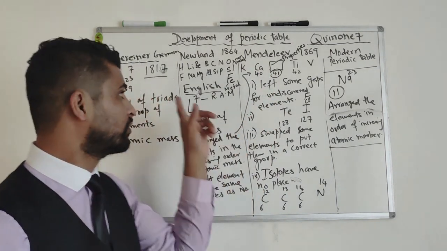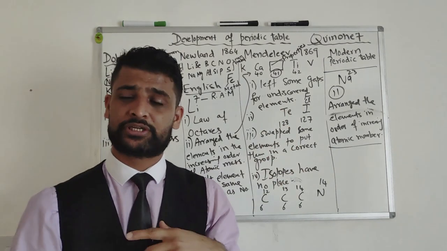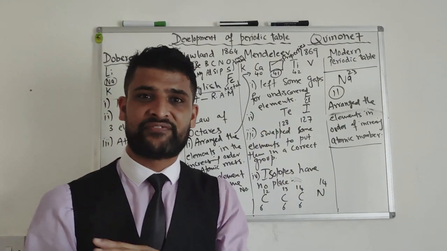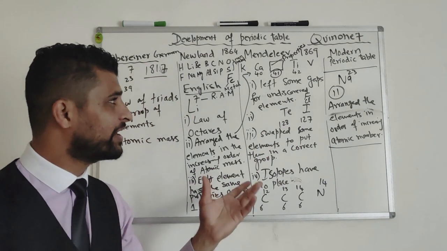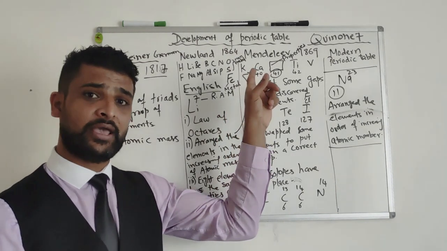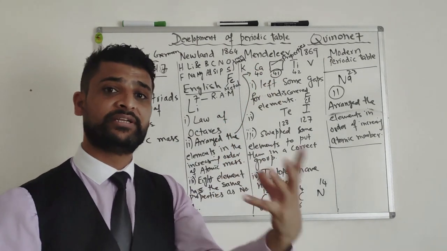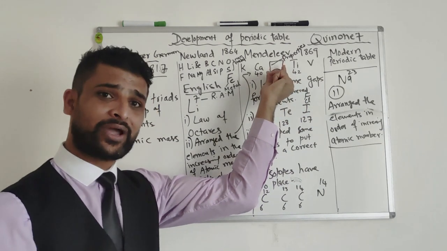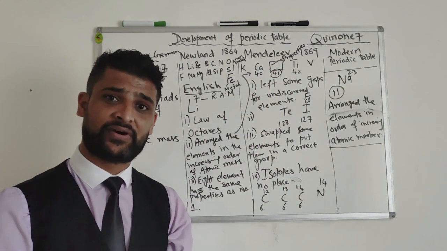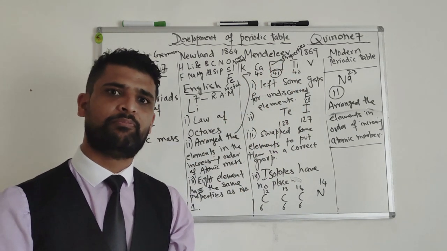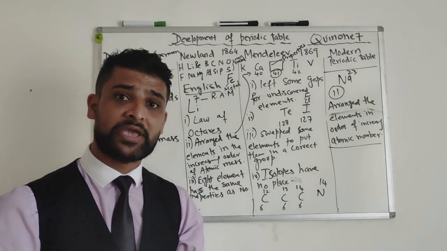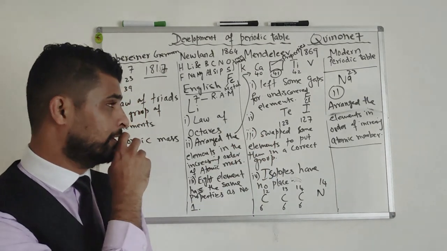He became famous, not these two, but Mendeleev's periodic table. Mendeleev is also called the father of the periodic table. He became famous because of the undiscovered elements. When they discovered them, they actually fitted right where he had identified that they had to be. So that's why Mendeleev's periodic table actually was a major step towards the periodic table.